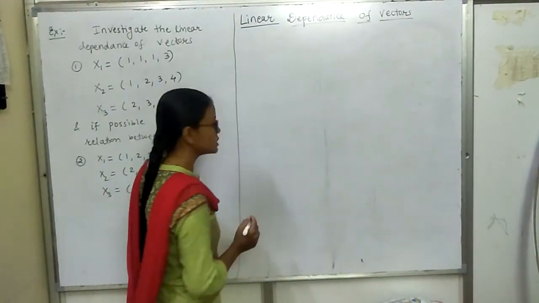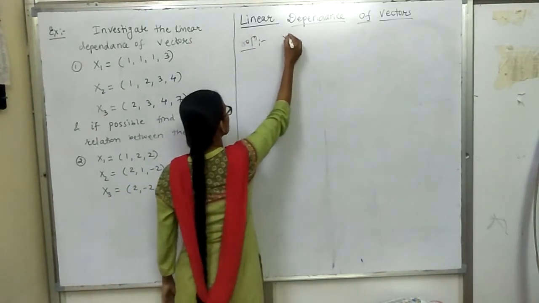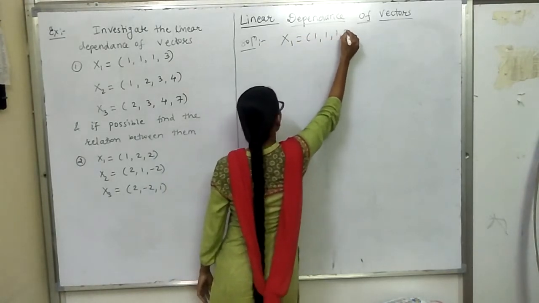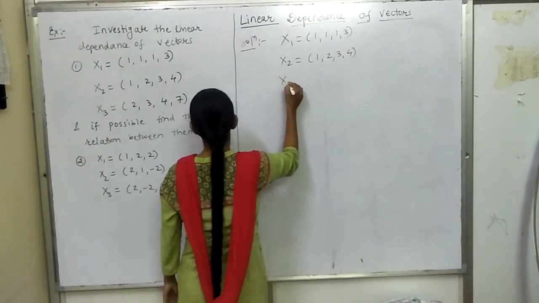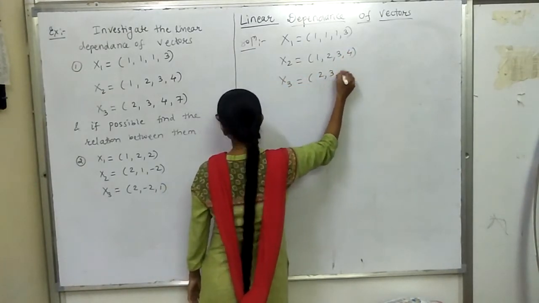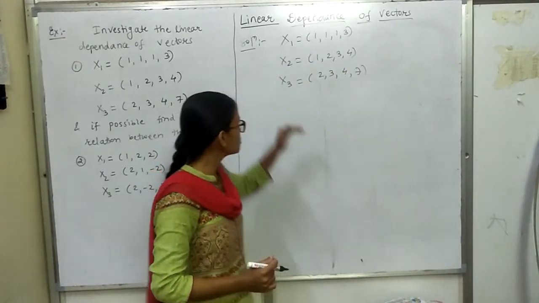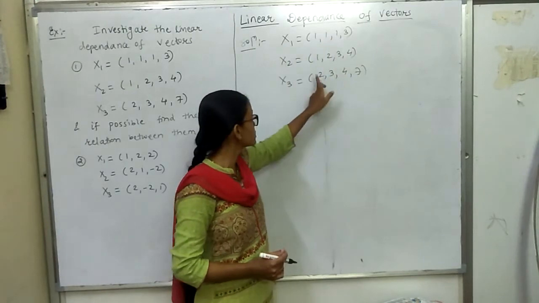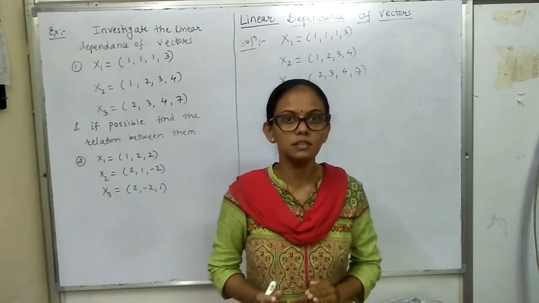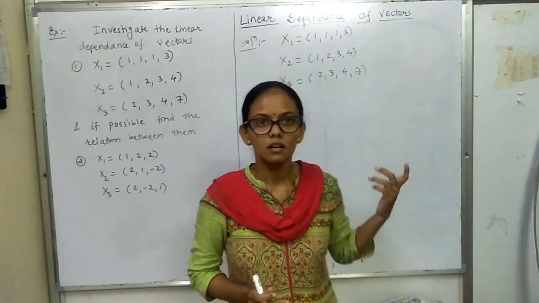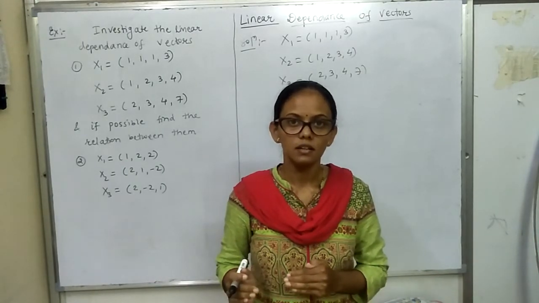First of all, I will discuss the first example. We have given x1, x2 and x3. In row transformation, to make the elements of these components 0, this is the first component, second, third and fourth component. We have to make each component 0 one by one, and if all the components of the set of vectors are 0, then the vectors are said to be linearly dependent.